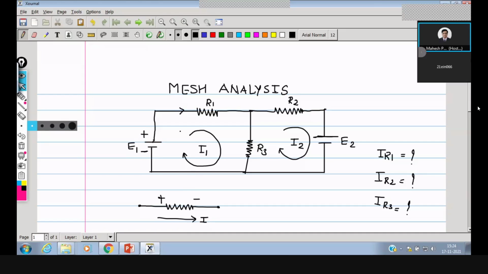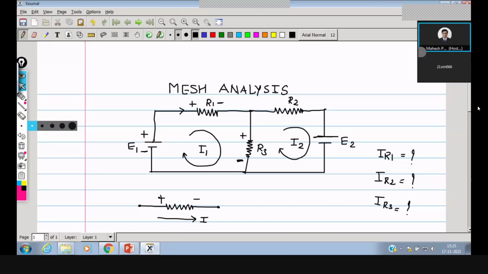So now let us consider loop 1, and we just mark the polarity plus and minus of the different resistances. Fine. So here we know that the current is flowing according to our assumed direction. It is from this direction. So here we will mark plus, here we will mark minus. Similarly, R3. The I1 current is flowing from top to down. So we will mark this plus and we will mark this minus.